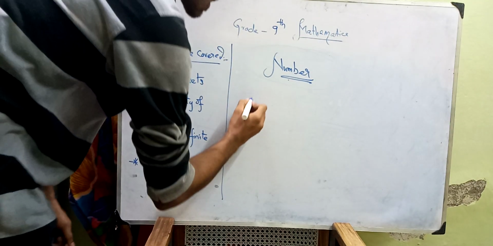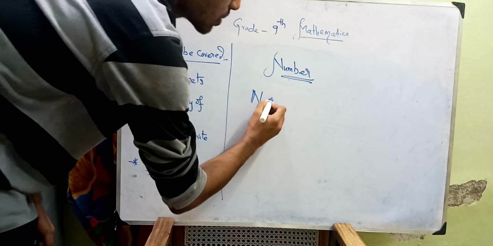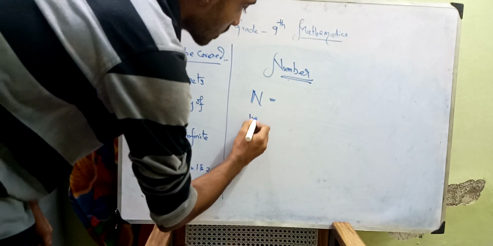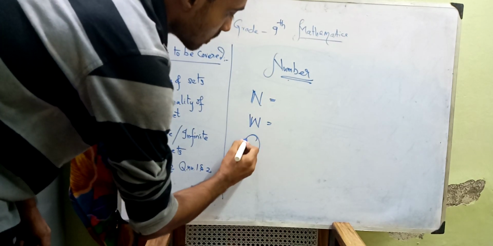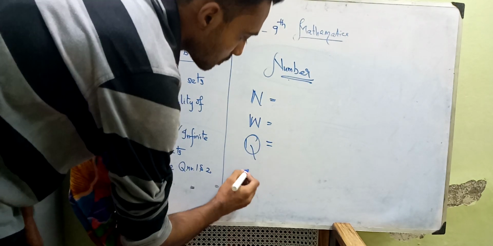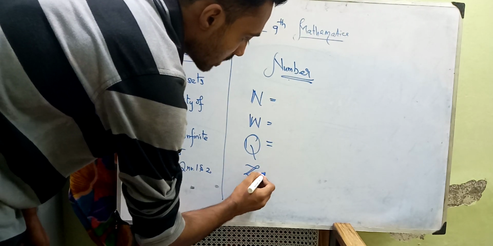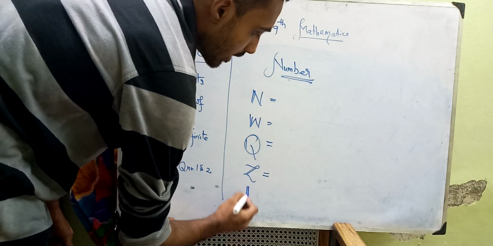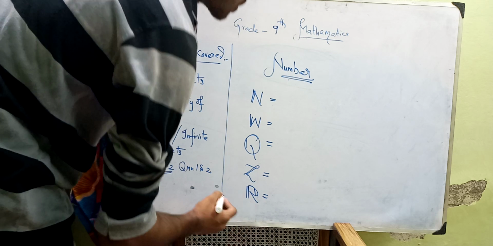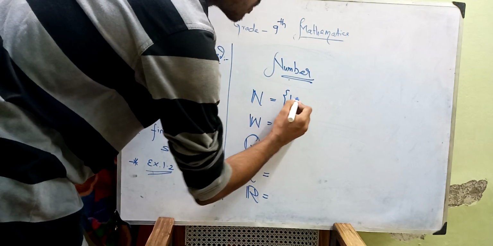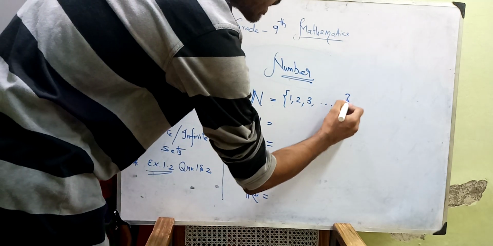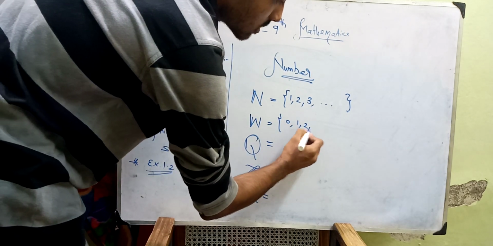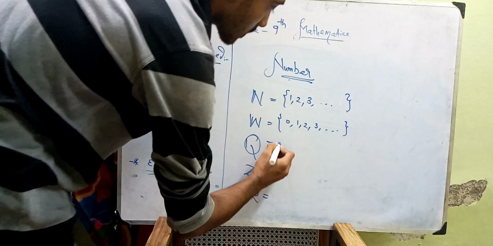So in numbers, the symbols denote the natural numbers, the whole numbers, rational numbers, integers and real numbers. Natural numbers start from 1, 2, 3 and so on. Whole numbers start from 0 together with the natural numbers.